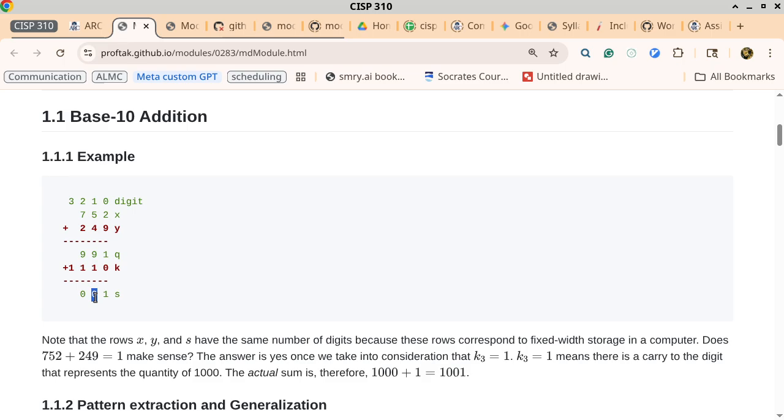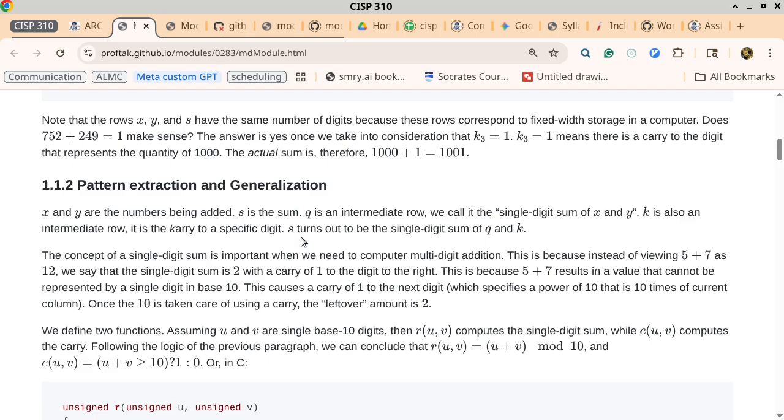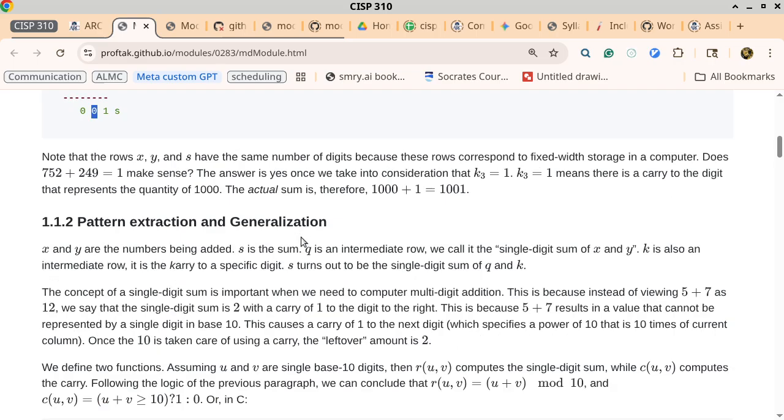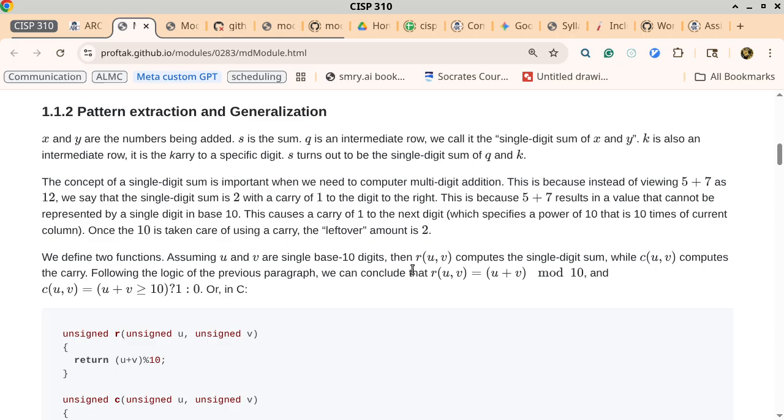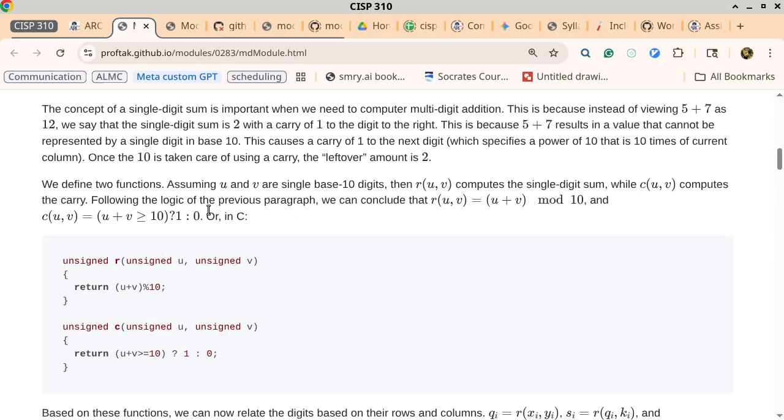So far, okay. Once we have those naming conventions done, then we are going to extract the pattern. The pattern is basically saying, how do the digits relate to each other? So what we'll do is define a few functions first. We're defining C for carry, and we are assuming that U is a single digit in base 10. We are assuming V is also a single digit in base 10. So that gives me a range constraint already.